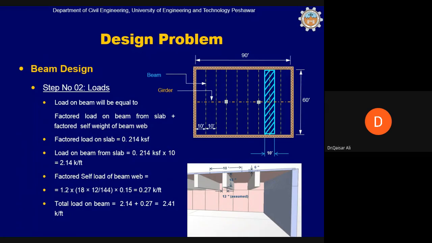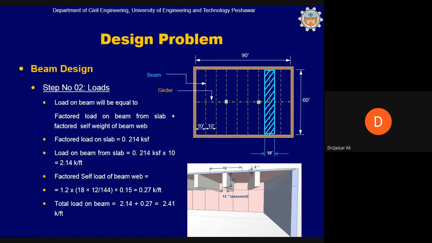Okay, load on the beam. Load on the beam coming from the slab, the factored load is 0.214 kip per square foot. There is no change in this. 0.214 into 10, 2.14 kip per foot, as we have done in the previous option. However, the self weight of the beam will now be reduced.